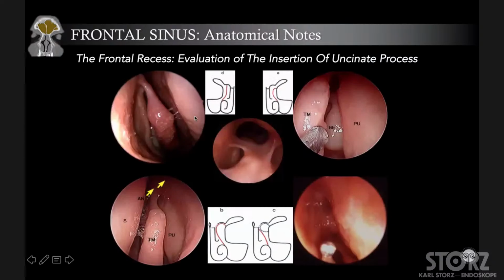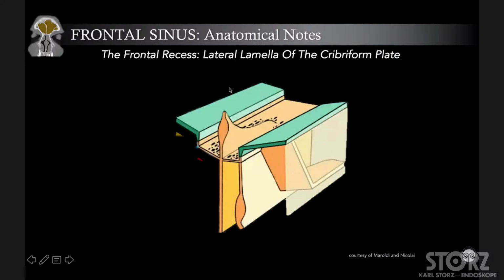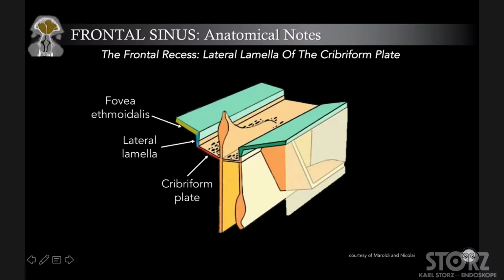You see different possibilities of insertion of the uncinate process at the level of the lamina papyracea or the level of the lateral lamella of the cribriform plate. It's quite important because in approaching the frontal recess, there is a high risk of CSF leak, or cerebrospinal fluid leak, with damage of the lateral lamella of the cribriform plate.